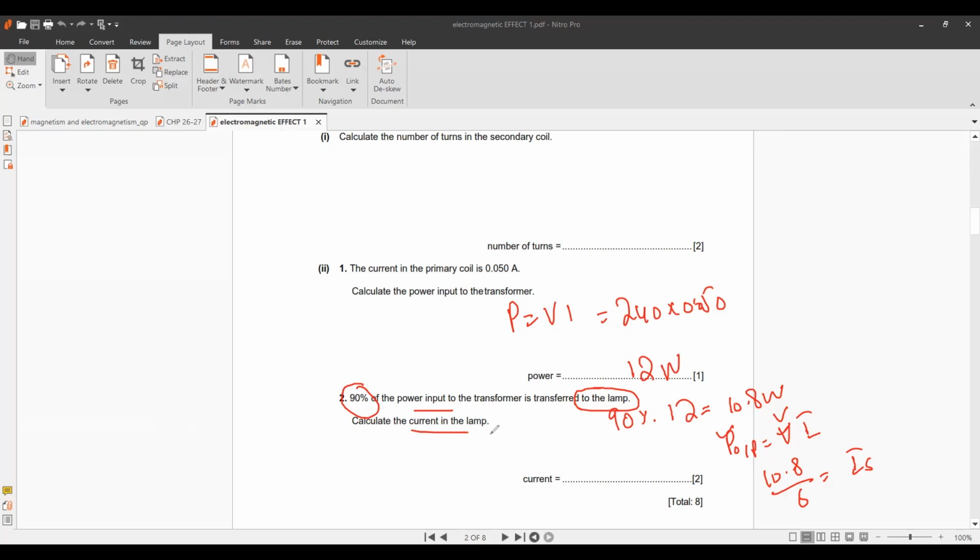Oh, very good. What is 10.8 divided by 6? 1.8. Yes. Did you get the meaning out of it? So the current is 1.8, and the power input is 12 watts.